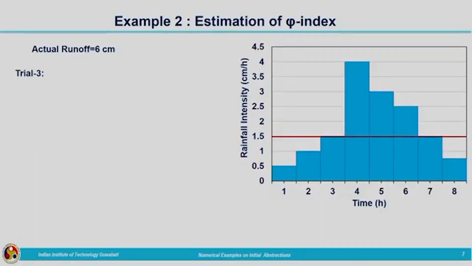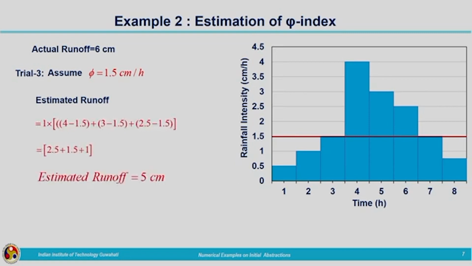So, in the third trial, we will assume a phi index value of 1.5 centimeters per hour. Trial 3, our assumption is phi equal to 1.5 centimeters per hour. The estimated runoff will be around 5 centimeters. So, you can understand that when the constant abstraction rate, the phi index value, was 1.5 centimeters per hour, it produced a runoff depth of 5 centimeters, which is less than the actual runoff depth occurring at the outlet of the watershed.